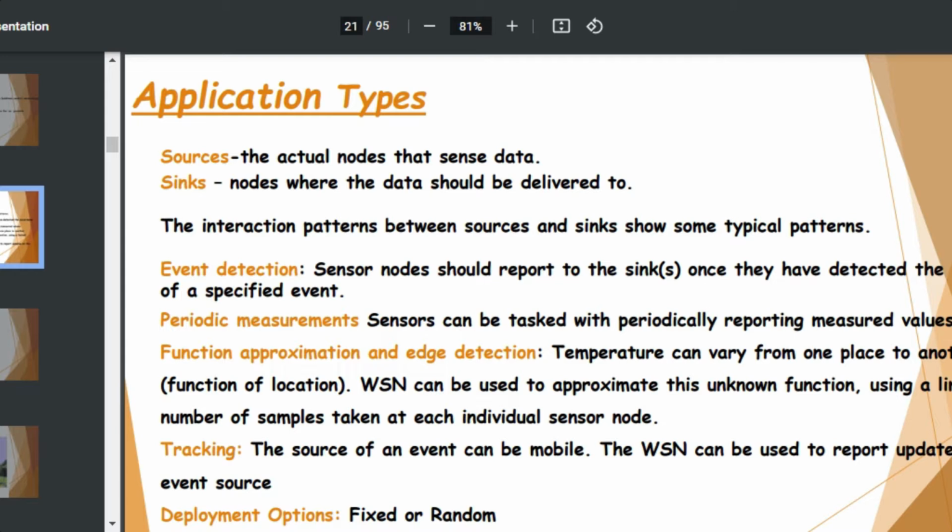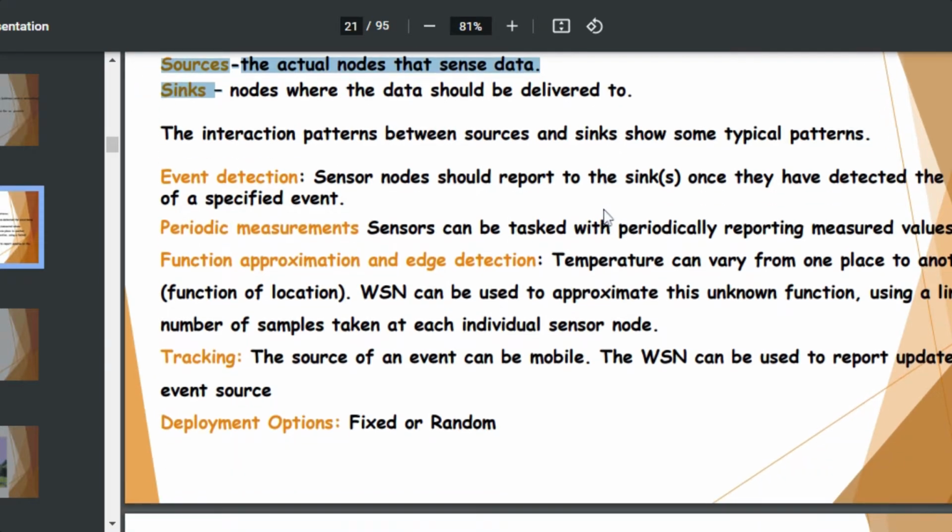First, let us see what a source and a sink are. The source is the actual node which is going to sense the data, and sinks are the nodes where the data should be delivered. The interaction between the sources and sinks will follow various patterns, that is event detection, whether the sensor node is reporting to the sink, and then periodic measurement, where it has to make a periodic update.